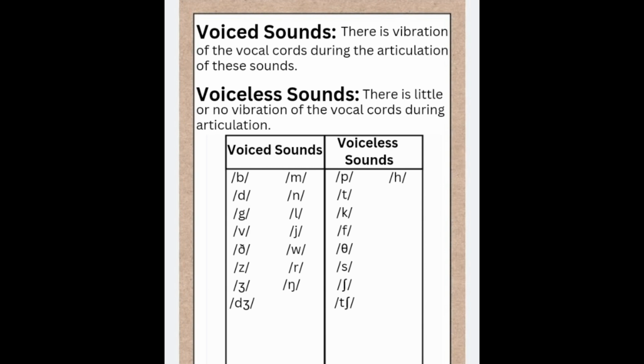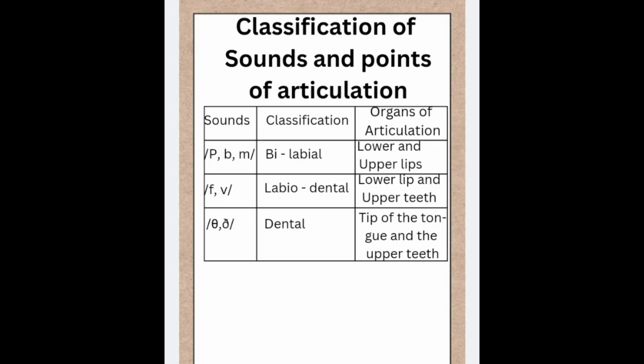You could see the difference between the voiced sounds and the voiceless. Remember I said in the voiced sounds there is vibration in the vocal cords. In the voiceless, there is little or no vibration of the vocal cords during articulation. So, let's move on to the classification of sounds and points of articulation of these consonant sounds. We'll look at the sounds, the classification, and organs of articulation.